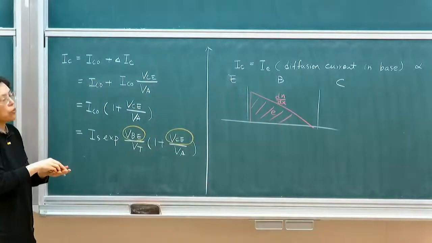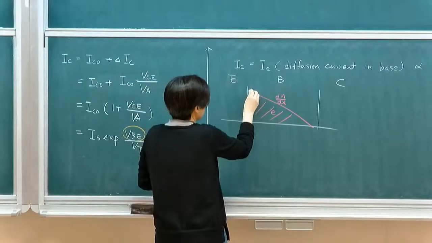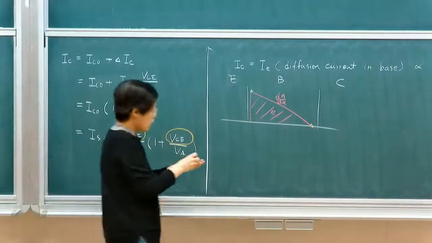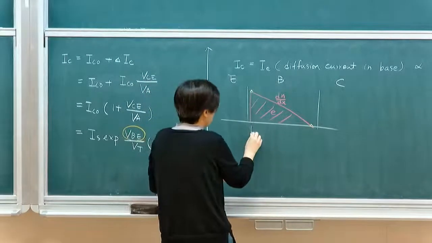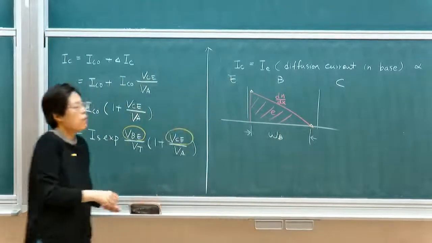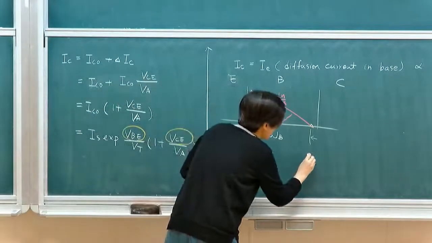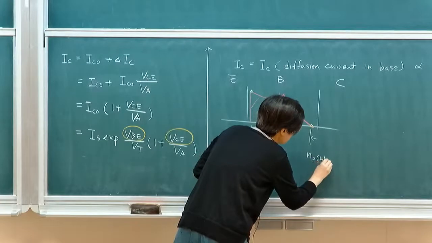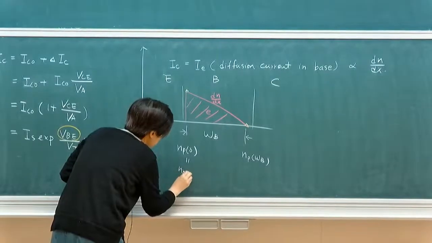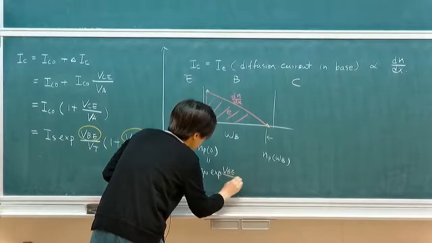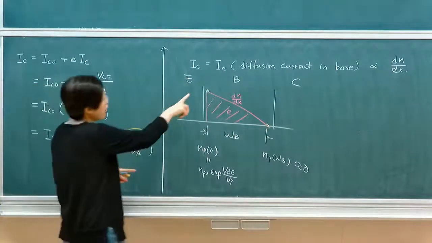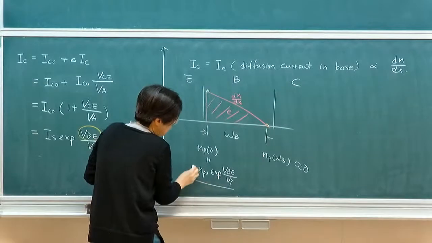On the left-hand side, what determines dn/dx? Your dn/dx depends on two points and the width, right? The slope is defined by the triangle width and these two points. With the reverse-biased junction, our previous understanding is n at WB, and n at zero is n0 times exponential VBE. That's how the exponential VBE comes about, right? And this is approximately zero. So you basically have the three points: the height, the difference, and the difference is fixed by VBE.